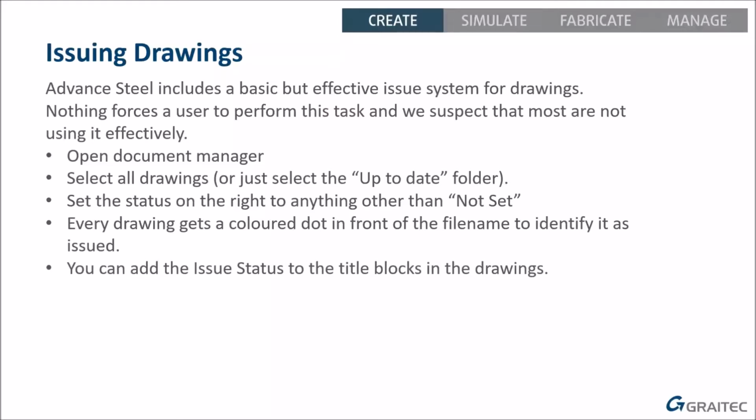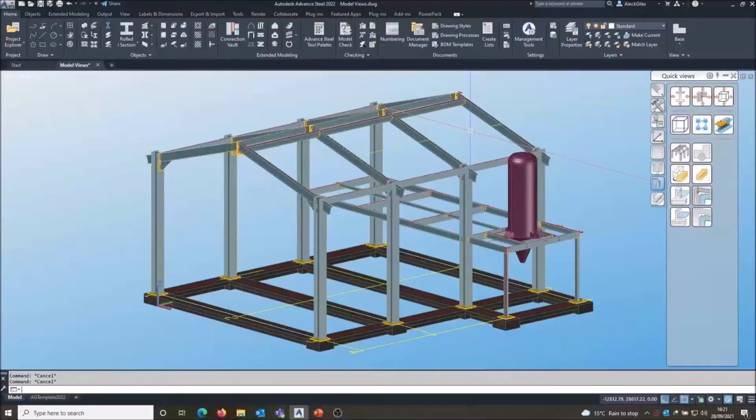That issue status, whatever you set it to, not approved or issued for manufacture, for construction or whatever, can be written directly into the title block inside the drawings as well. So let's look at that. This is really key. You have to get this right.